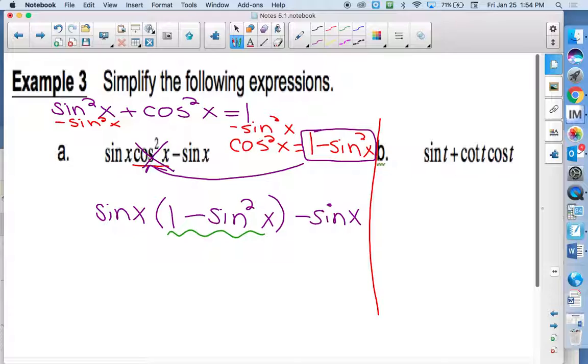So Libby, why did that help? Because then you can distribute the sine to that. Yeah, so now it separates those pieces and we can distribute the sine through. Libby, what do you think sine times negative sine squared is? Would it be sine cubed? It would be sine cubed. Just like x times x squared is x cubed, sine times sine squared is sine cubed.